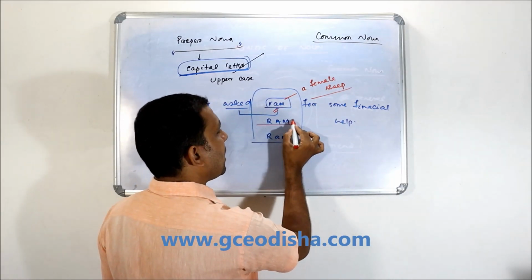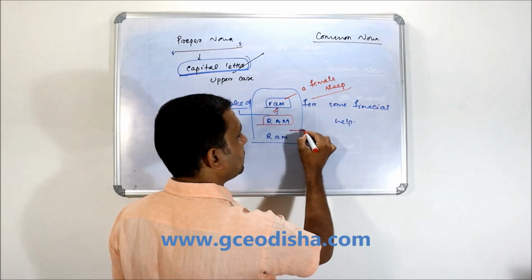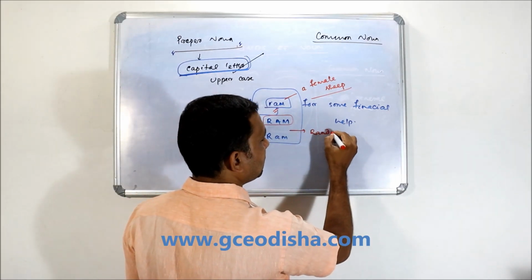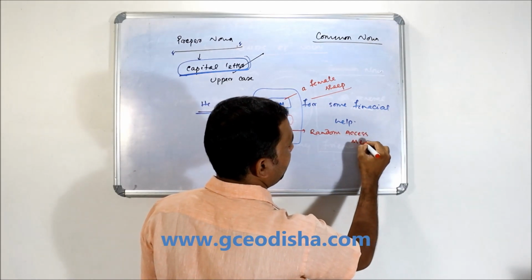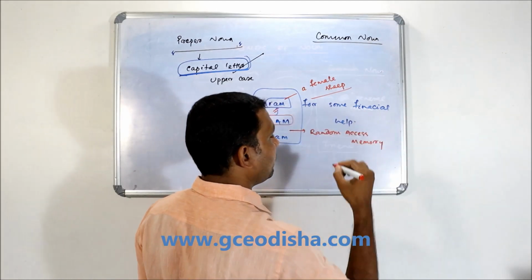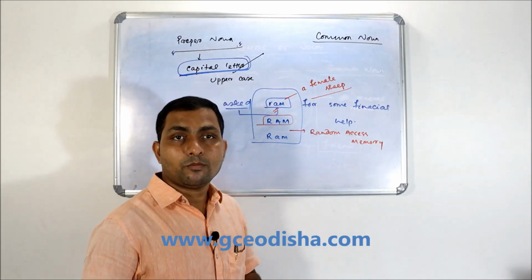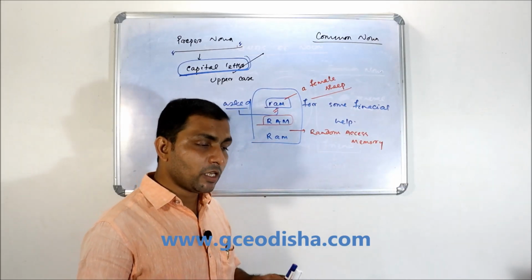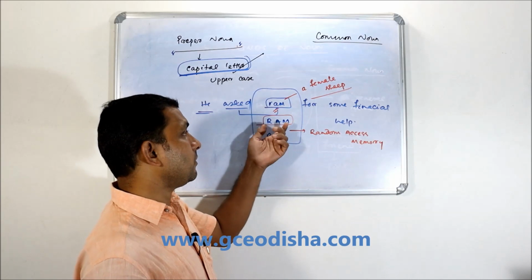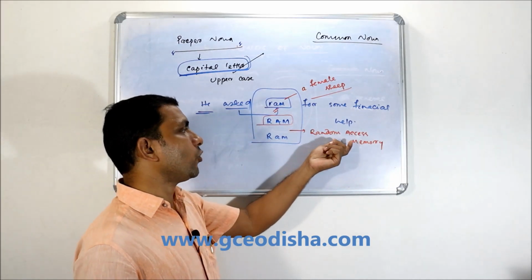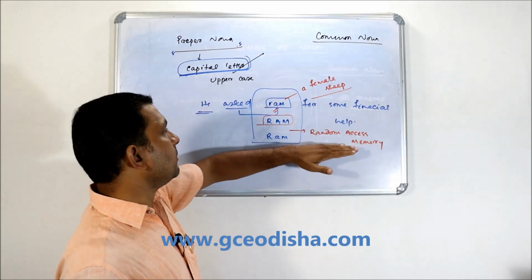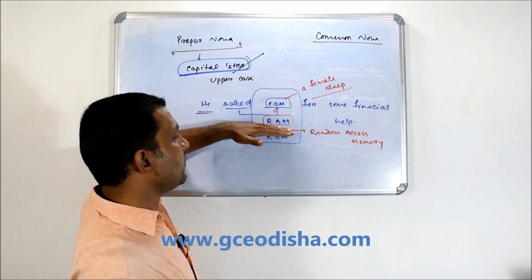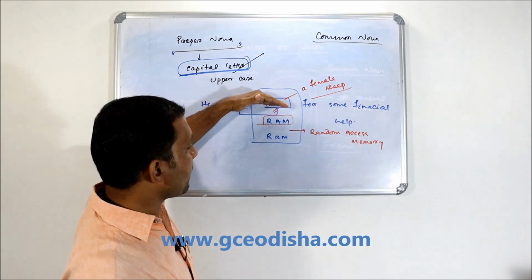When we write that RAM means random access memory, it is the acronym of random access memory. RAM is the acronym of random access memory. Even here, Ram is not suitable for this place.